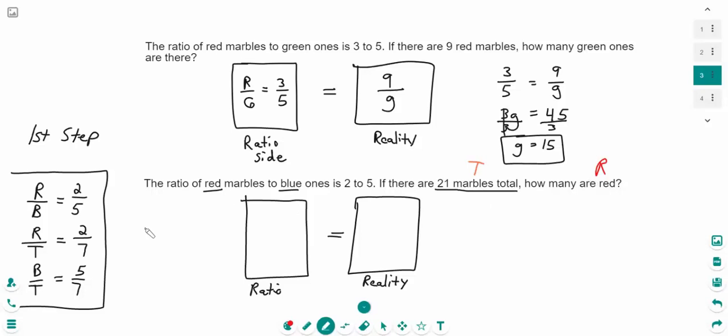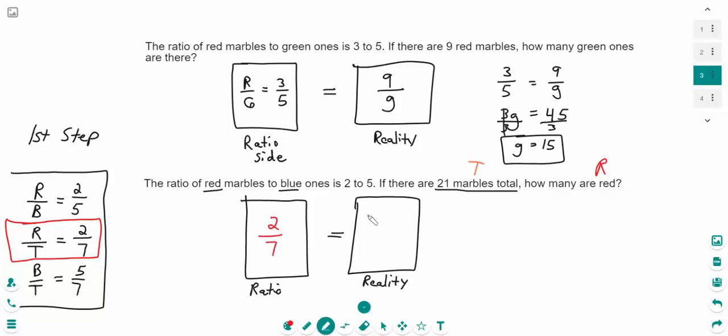So what we need to do then is look over at our list of ratios and decide which one of these is using total and red. If we look at our variables here, we have red over blue, red over total, and blue over total. The only one that's using the red and the total is this middle one, right? So that is going to be the ratio that we're going to use. So we'll set that 2/7 in our ratio box here.